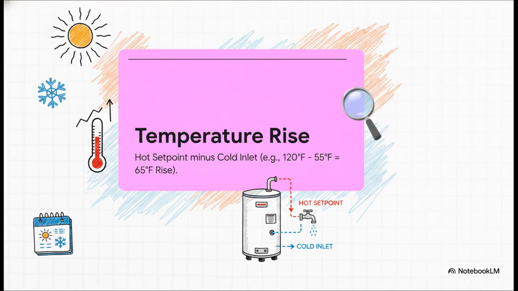Now, once you've got your volume dialed in, you need to calculate the temperature rise. And what's really fascinating here is how your local environment directly impacts your equipment. Temperature rise is simply your desired hot set point minus the cold inlet temperature. So take this example. If you want your water at 120 degrees Fahrenheit and your incoming city water is 55 degrees, your system has to produce a 65-degree rise. But think about this for a second. During the winter, that cold inlet water is going to be significantly colder. That seasonal drop in incoming water temperature drastically alters the actual heating load your system faces. Colder water literally means your heater has to work much, much harder.